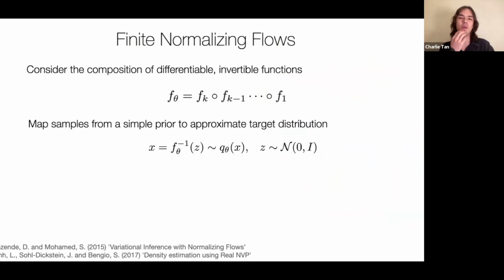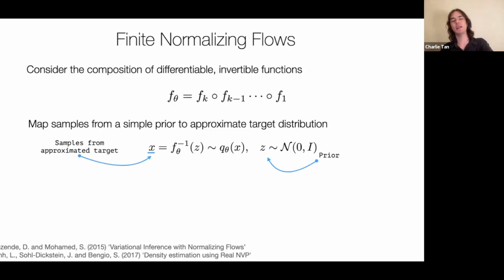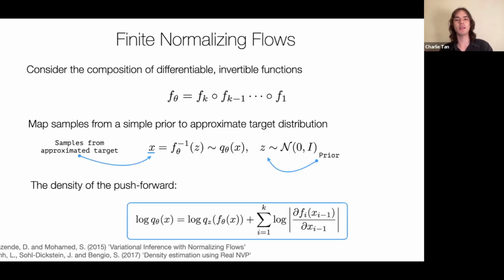But x is therefore, if you use the function f theta inverse, because of course if each function f is invertible, we can invert the entire composition. And if we apply this to z, a sample from a Gaussian prior, we then get an approximate target sample x. And then this also induces a distribution q theta of x. And so this push forward density, we can compute the density of, and it's just the sum of the log density of the pullback to the prior and the sum with the log determinant term.